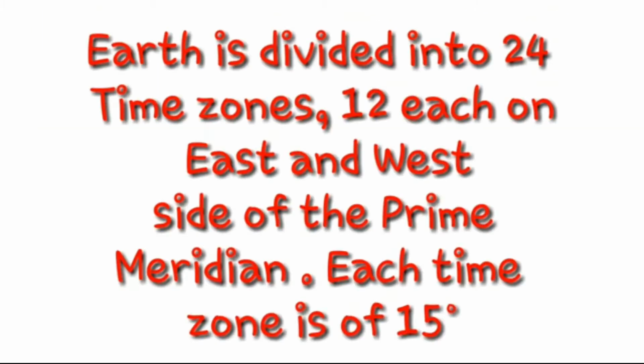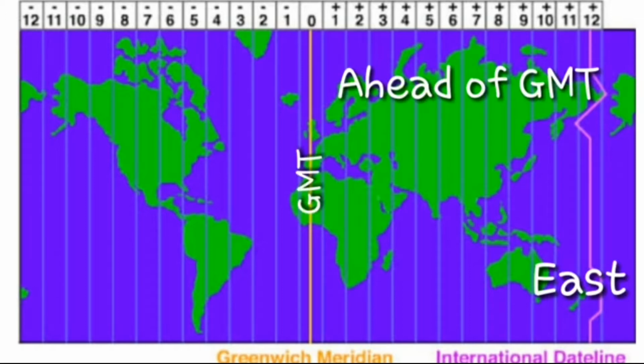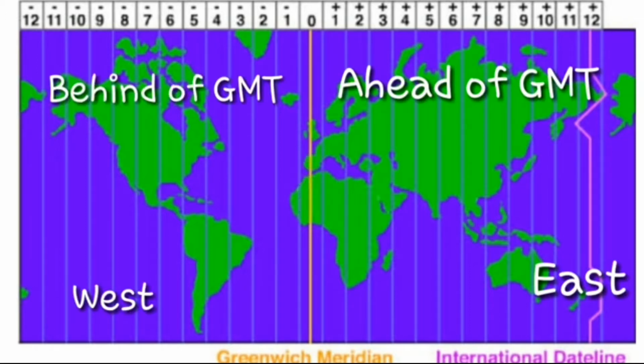We have divided the earth into 24 time zones. So each time zone is of 15 degrees. We have 12 time zones in the east and 12 time zones in the west. So let us see how time is calculated. Places east of Greenwich will be ahead of Greenwich time and those to the west will be behind it. The rate of difference can be calculated as follows.